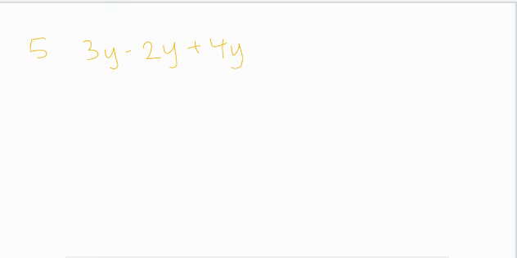For number 5, we have the variable y, and although this might look complicated at first because we're combining addition and subtraction, we're just going to tackle it as we have every other problem. So we have 3y minus 2y. We know that 3 minus 2 is 1. So we know that we have 1y plus 4y. We know that 1 plus 4 is 5, so we have 5y.